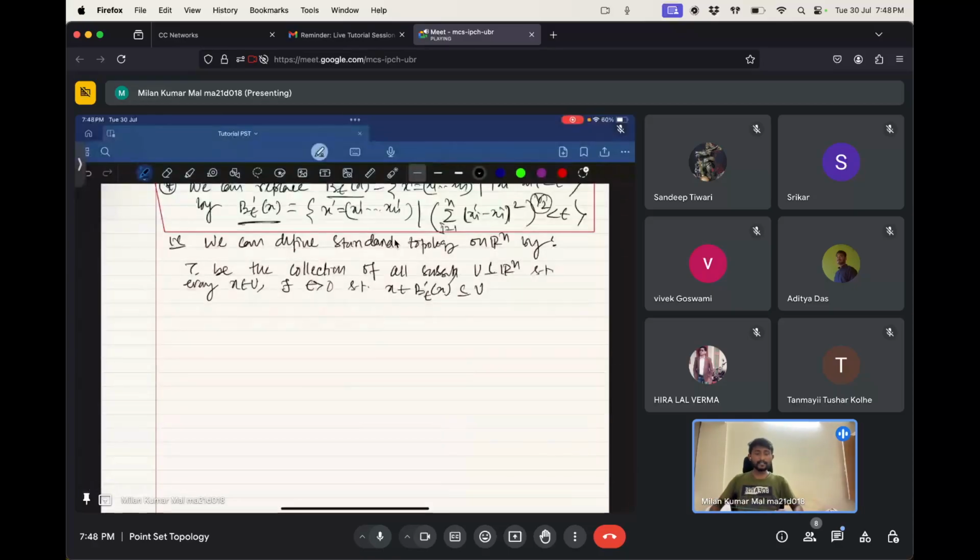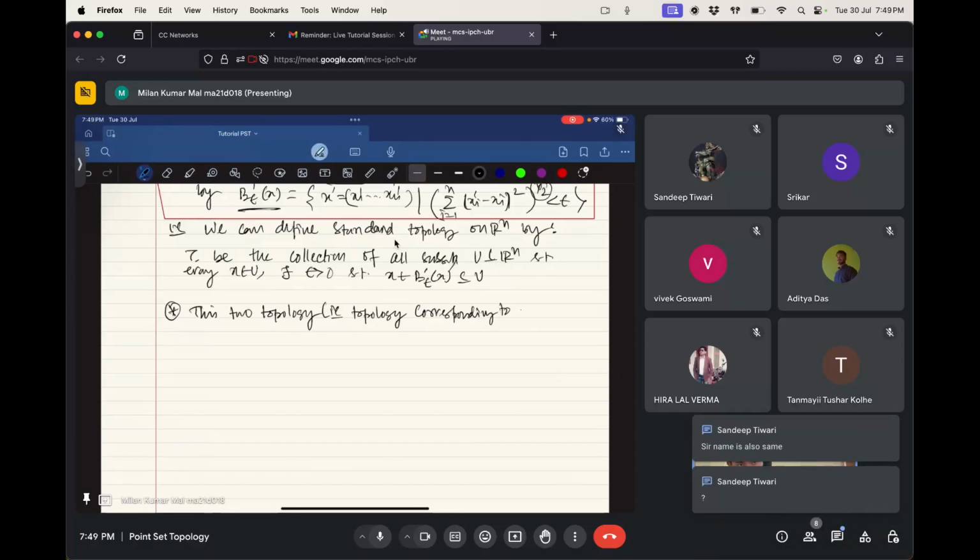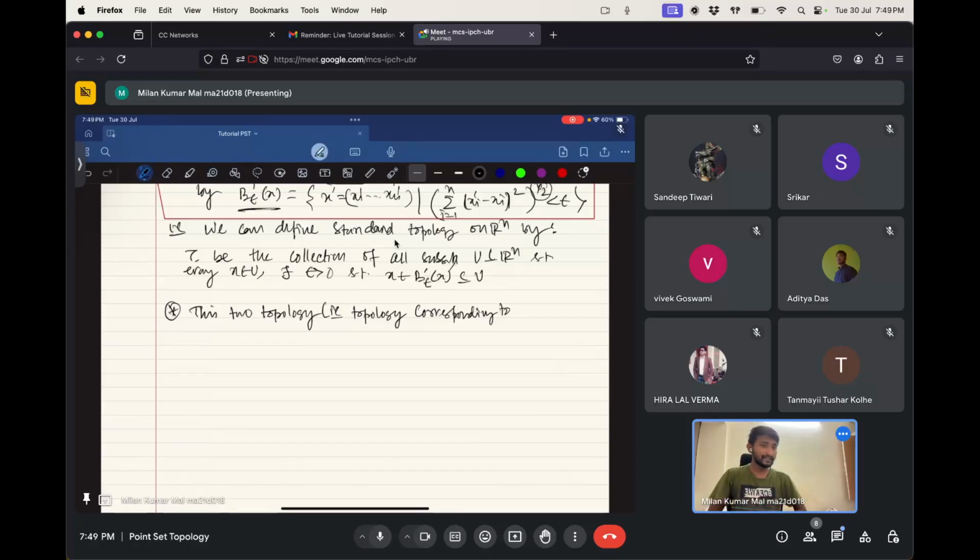But what I want to say here is that these two topologies are actually the same. I want to prove that these two topologies are the same, and the name is also the same. That is called the standard topology. If the topology is the same, then the name doesn't matter. Standard means a standard thing, something like, for example, the standard way that 0 is in the middle, 1 is on the right-hand side, and minus 1 is on the left-hand side.